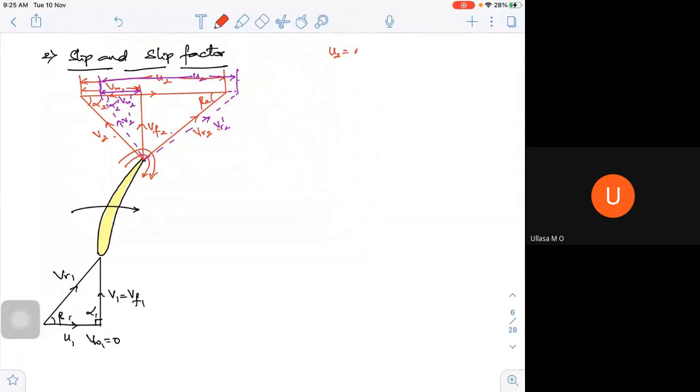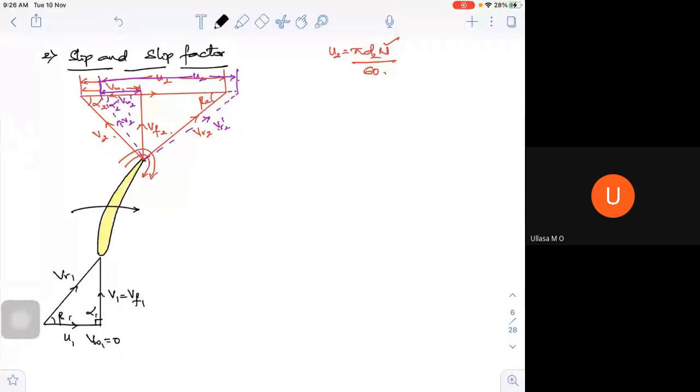Because what is U2? U2 is nothing but pi into D2 into N by 60. Suppose if there is a reduction in U2 for the same diameter, there will be a reduction in speed. Agree? If U2 doesn't change, then I am going to get a triangle of this particular form. If U2 also changes, there will be a reduction in speed, because I am not changing the diameter. I'm not bothered about the changes happening with respect to U2, but I'm worried about the changes happening with respect to your whirl velocity.